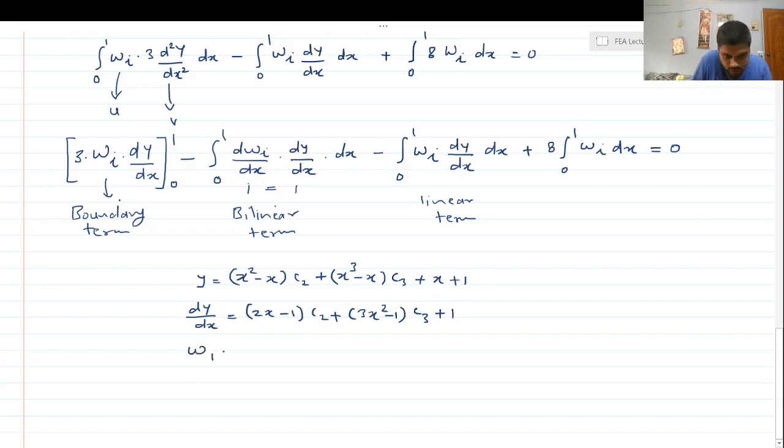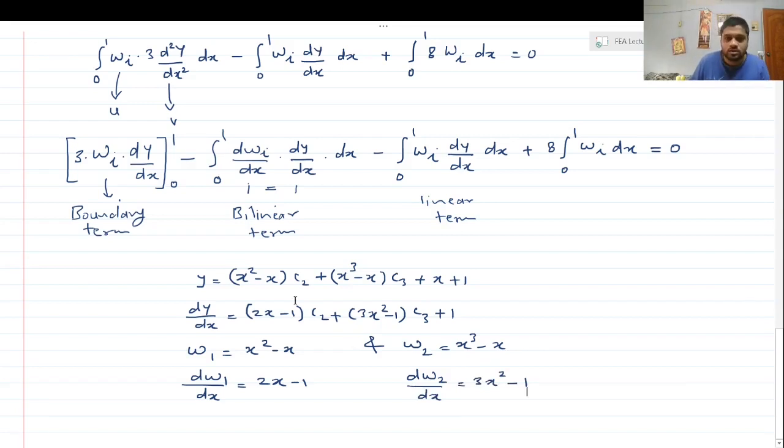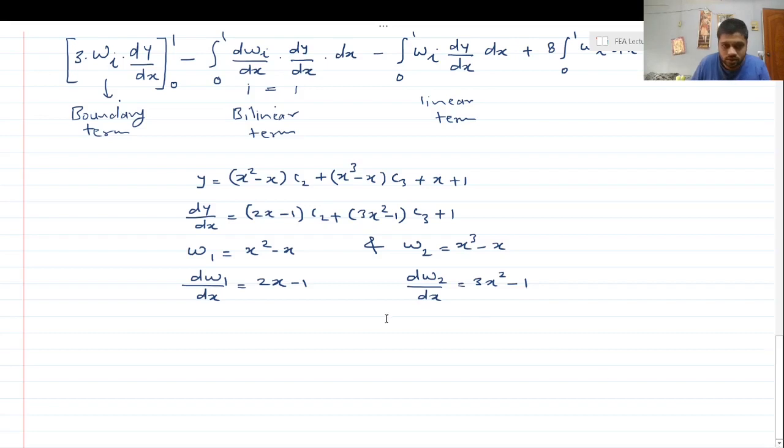Now I know that W1 here is x square minus x, so dW1 by dx will be 2x minus 1, and I know that W2 is x cube minus x. So dW2 by dx is going to be 3x square minus 1. Okay. So with all these values, now we will put these values back into this equation 1, and we will solve this for W1 first.